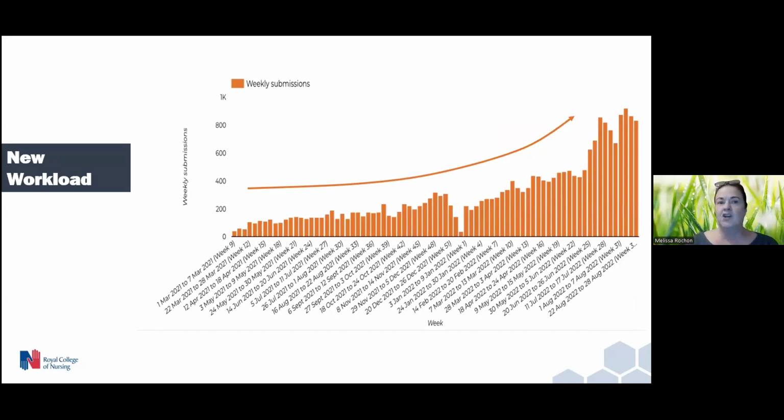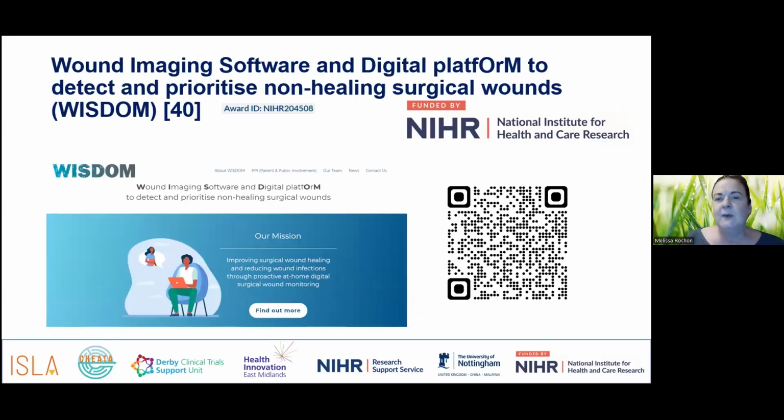So I'm just going to finish off now with a little bit of our work using artificial intelligence to help serve our surveillance program. I used to be really excited when we had like 50 pictures coming in a week, and now we have 1,400 pictures coming in every week, and it's a new workload for our staff. So I'm delighted to be working on a study called Wisdom, which is the short name, and this is developing and evaluating artificial intelligence to help clinicians prioritize and review submissions.